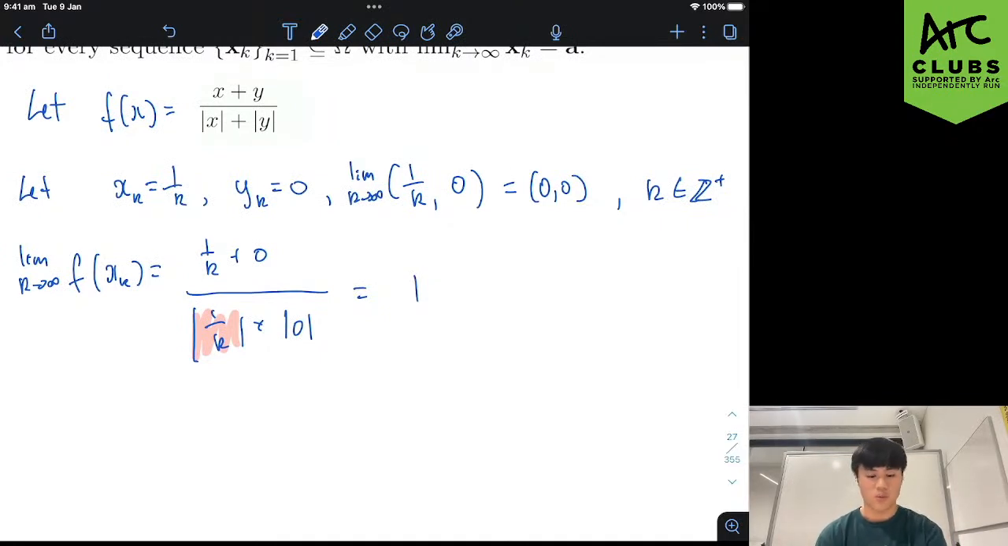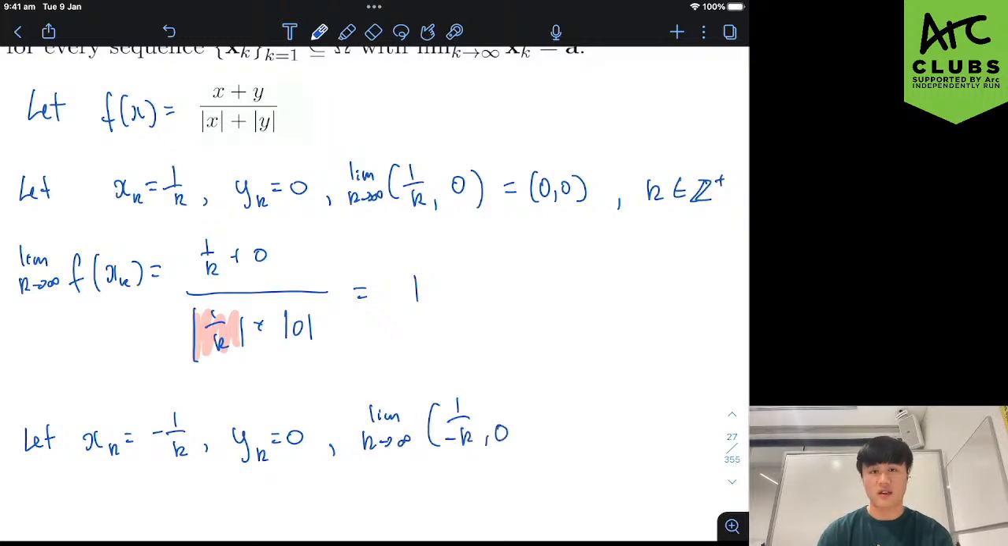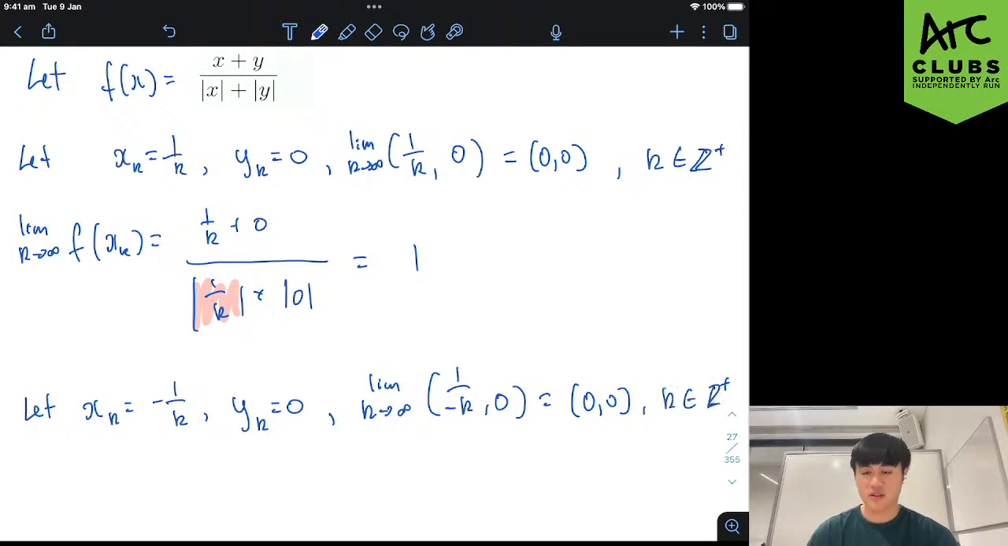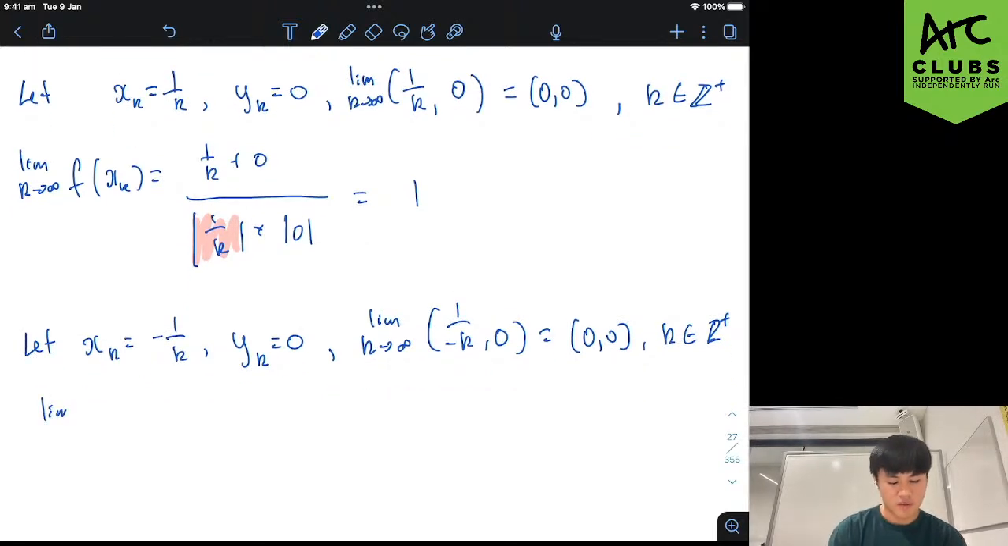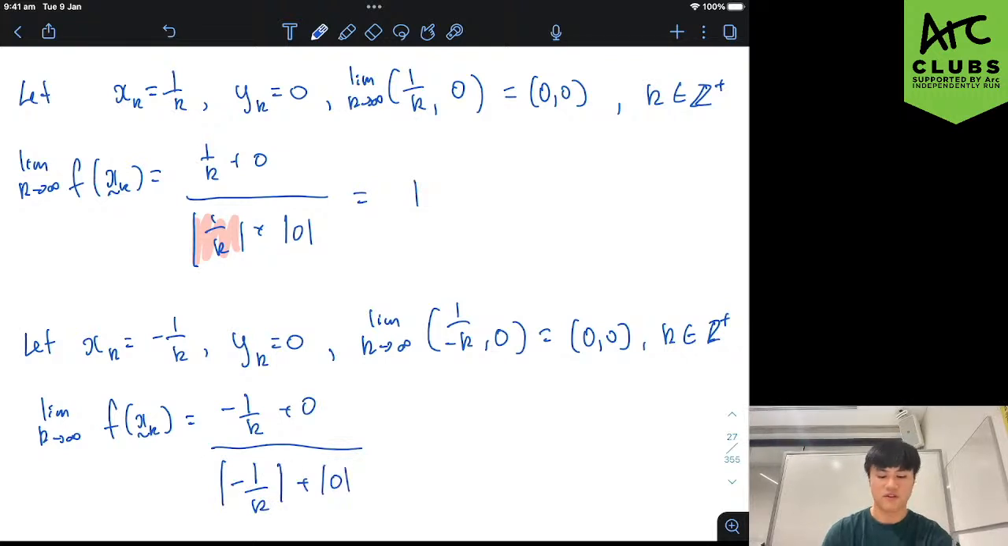We found one sequence where the limit leads to (0, 0), and f of that sequence is 1. Now let's define x of k to equal negative 1 over k, and y of k equals 0. Once again, if you limit k to infinity, this is also equal to (0, 0), and similarly k is a positive integer. So if we limit k to infinity of f of this new sequence, that's negative 1 over k plus 0, over the absolute value of negative 1 over k plus the absolute value of 0, which is negative 1 over k over 1 over k, which is negative 1.